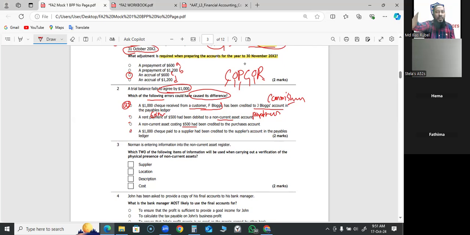You can participate or throw the microphone as well, because other students can hear you. So yes, there we go. That is likely to be your answer, but hold on. They said trial balance fails to agree by 1,000. Let me draw an account for you. A non-current asset costing 500 had been credited to the purchase account. Can you credit into the purchase account? Answer is no. Purchase, you cannot put into the purchase account.